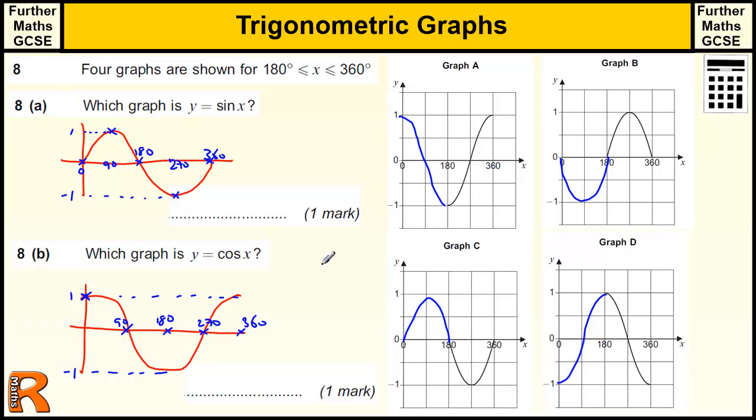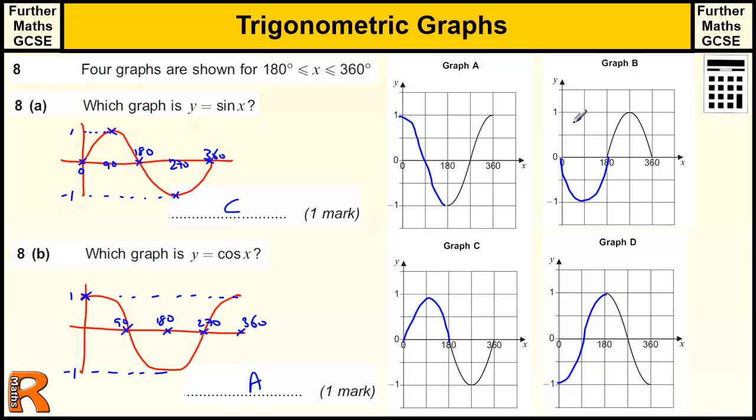Okay, so which of those is which? Well, this is the sine graph here, so this C is the sine graph, and which one starts at 1, goes down and back up again? Well, that's A.